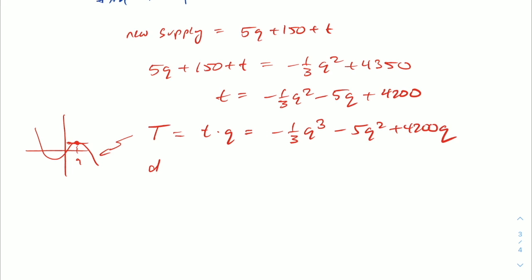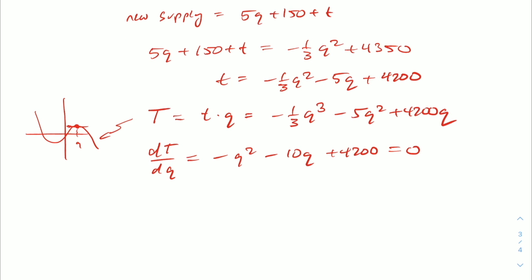To find this max, we're going to take the derivative and set it equal to 0. So d/dQ is negative Q squared. The 3 comes down and cancels the 1/3. Minus 10Q plus 4200 equals 0. Flipping the sign on everything, or you could think of moving everything to the right, we get Q squared plus 10Q minus 4200 equals 0.